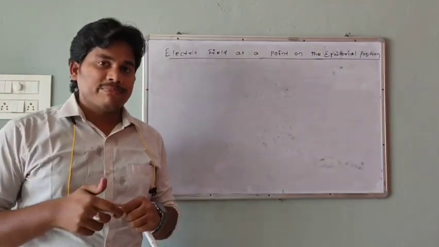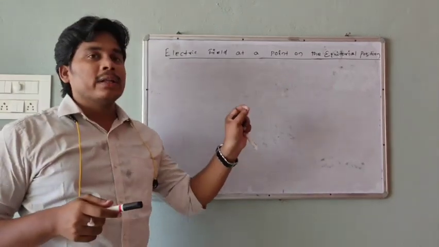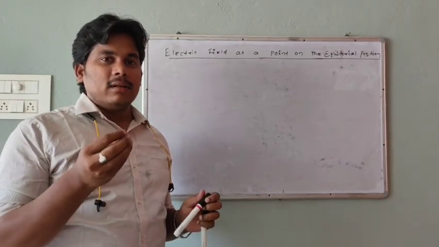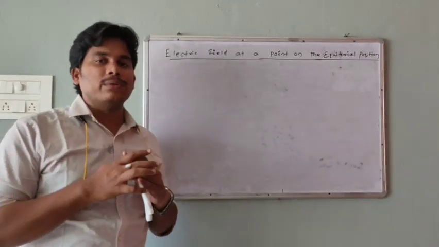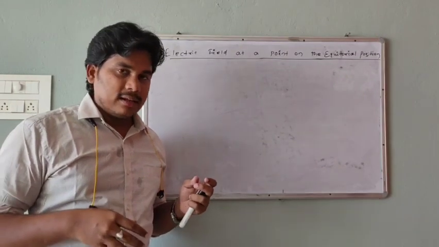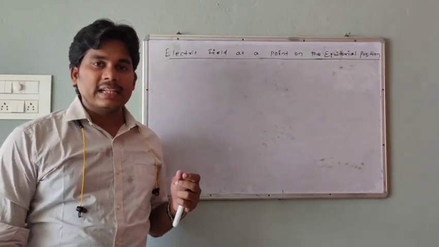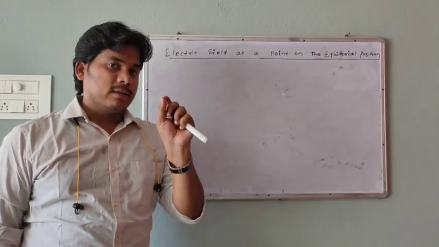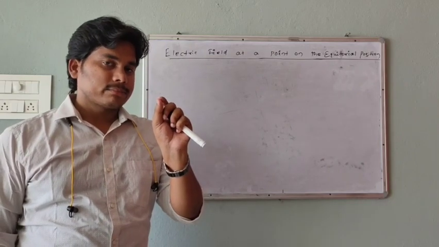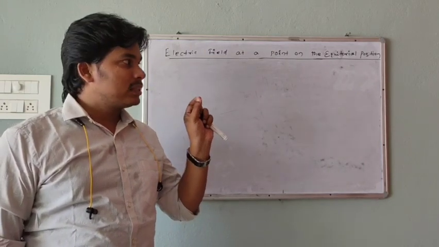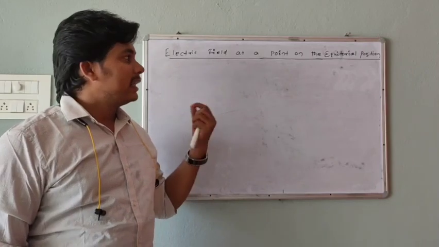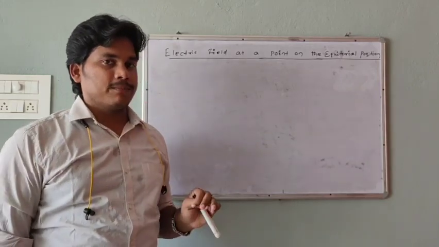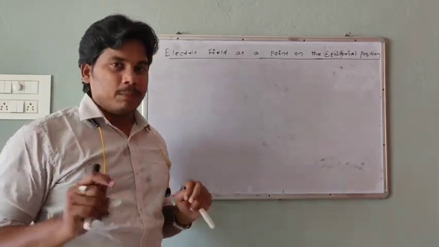Now we shall discuss the electric field at a point on the equatorial position. What is this equatorial position? I already told you this concept generally. I started one question on the electric field, which I had explained with the answer; it was solved based on this concept. But now I will explain it briefly.